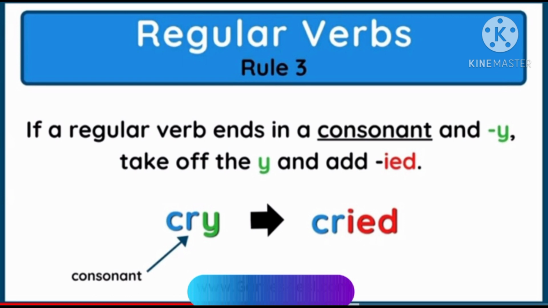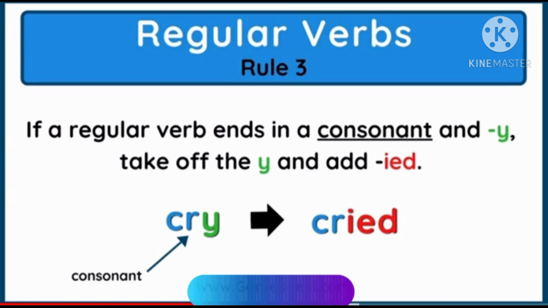Rule three, if a regular verb ends in a consonant and a Y, what do you have to omit? You have to omit the Y and then add IED. Let's take a few examples. With the help of examples, you will understand.